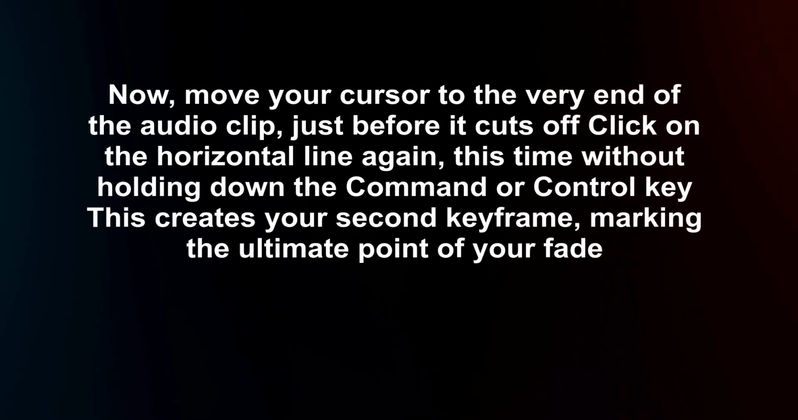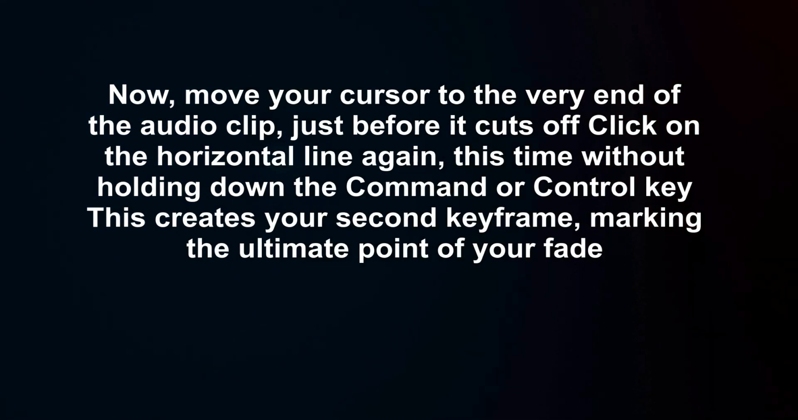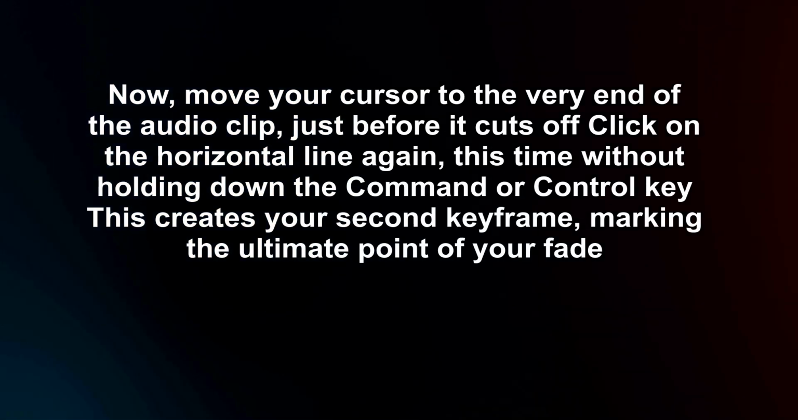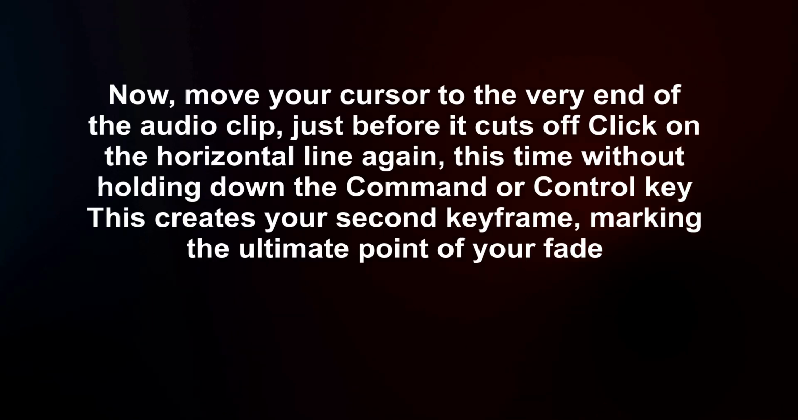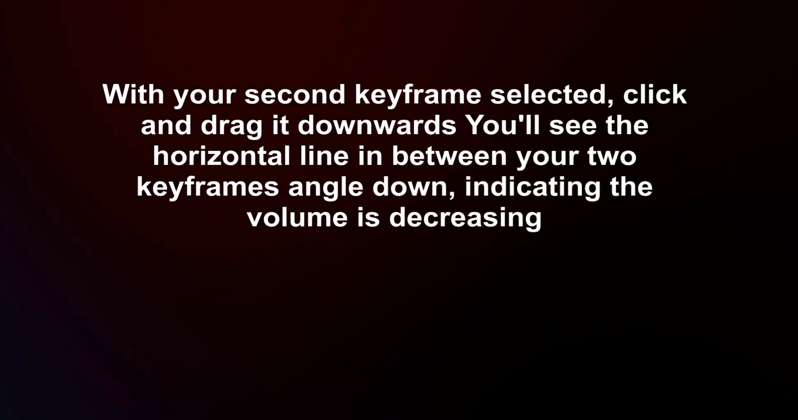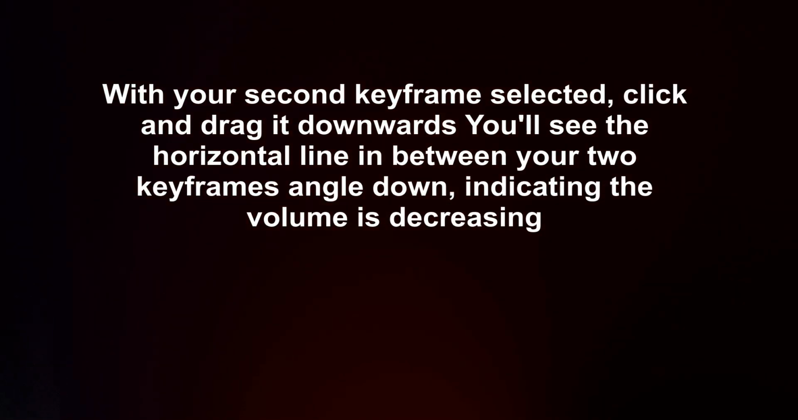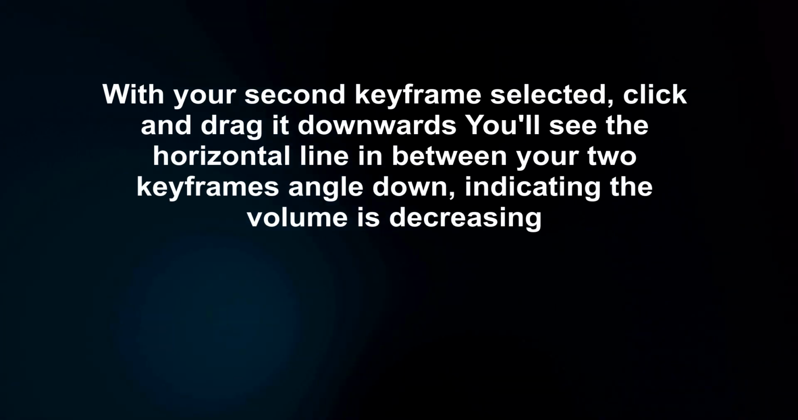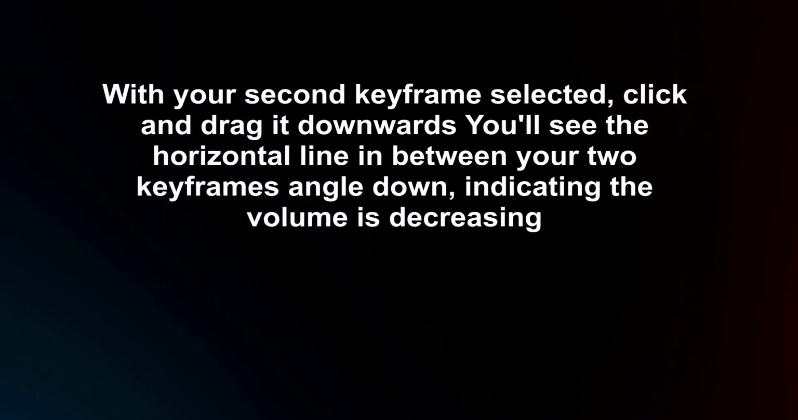Just before it cuts off, click on the horizontal line again, this time without holding down the Command or Control key. This creates your second keyframe, marking the ultimate point of your fade. With your second keyframe selected, click and drag it downwards. You'll see the horizontal line in between your two keyframes angled down, indicating the volume is decreasing.